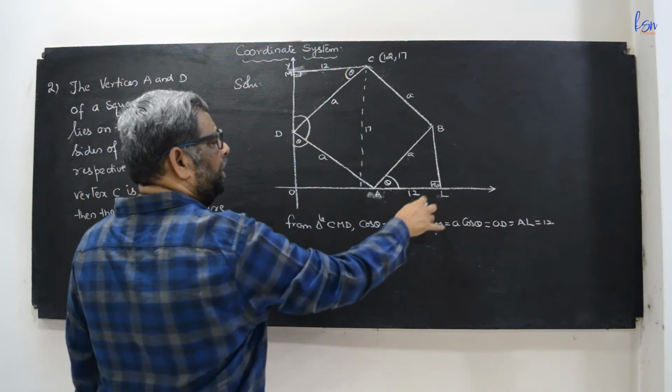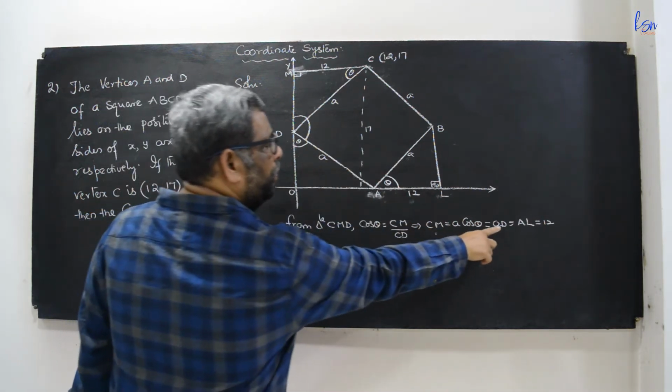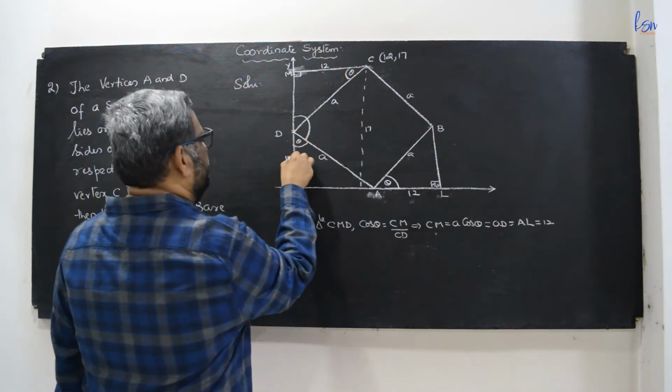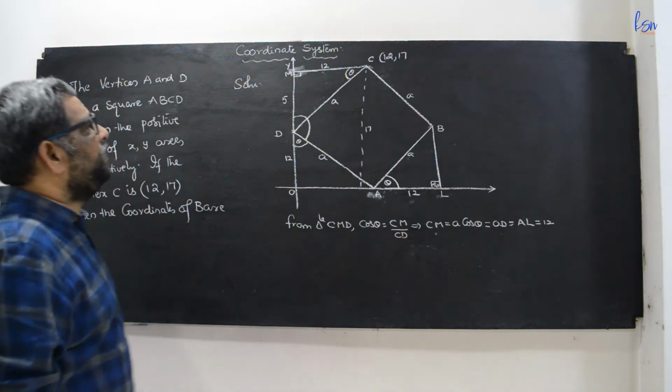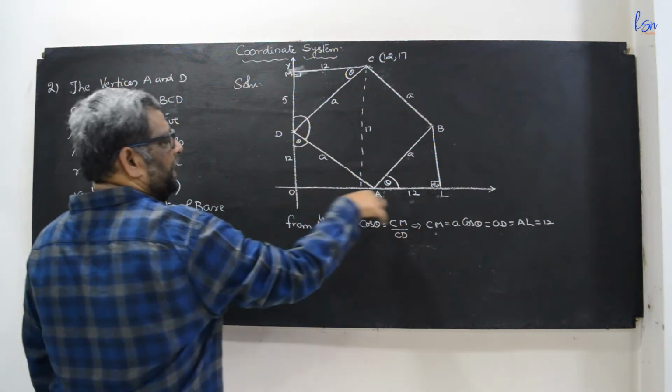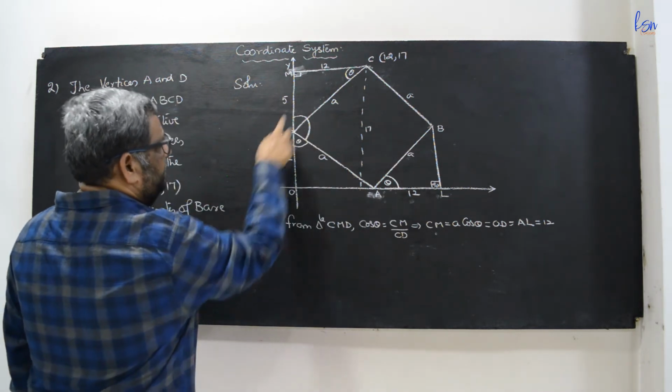Now here this is 12. Now you can take OD is also 12. This is 12 units, so this is 5. This is 5 because this complete one is 12. So I got this as 12 units. Now MD.